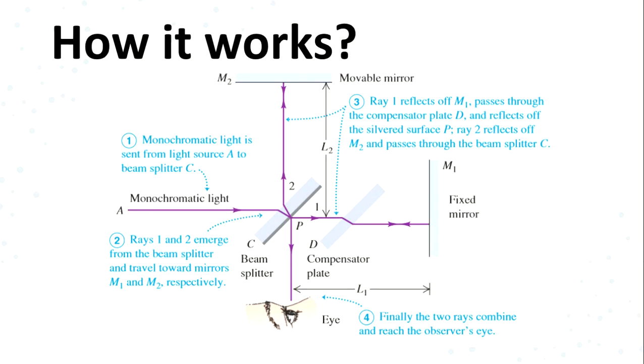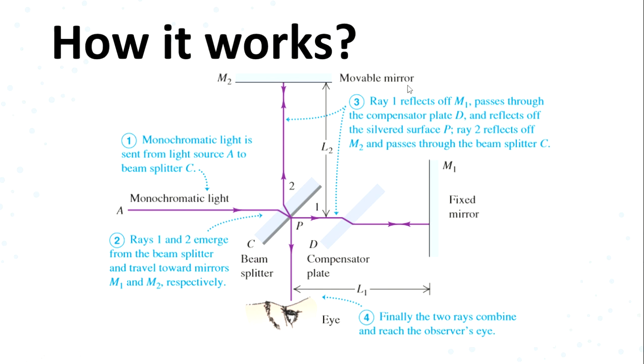So how does it work? We have here the first step. Monochromatic light is sent from light source A to beam splitter C, from the source to the beam splitter. So rays 1 and 2 emerge from the beam splitter. This is ray 1 and ray 2 going upside and travel towards mirrors M1 and M2 respectively. Ray 1 will travel to mirror M1 and ray 2 will travel to mirror M2, which is a movable mirror.